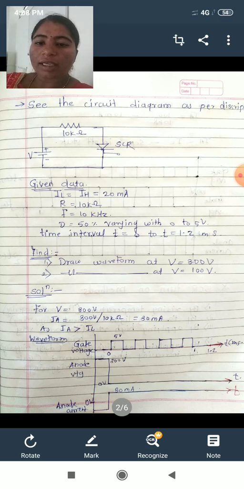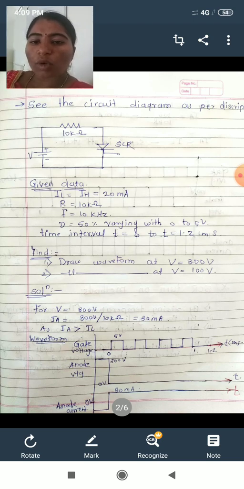Next given data is the series resistance having the value 10 kilo ohm. Next is the frequency of 5 kilohertz. Next is the duty cycle of 50%, varying from 0 to 5 volt, meaning the gate pulse varies from 0 volt to 5 volt. Next, the time interval is from 0 to 1.2 millisecond, and between these we have to draw the waveforms.